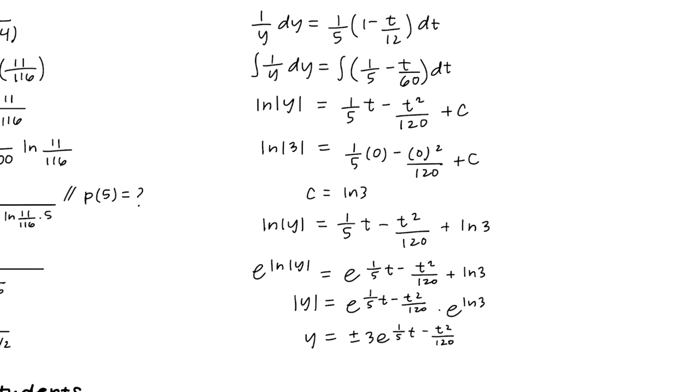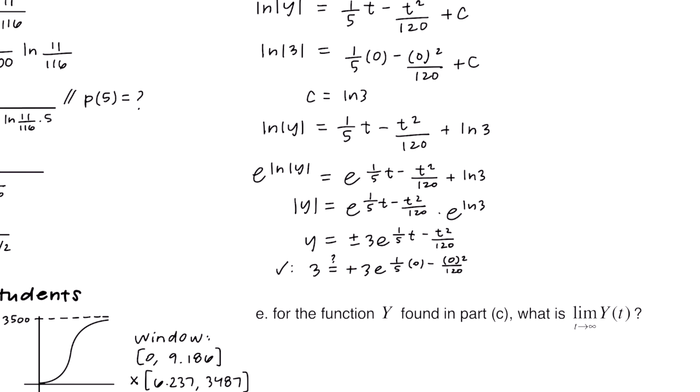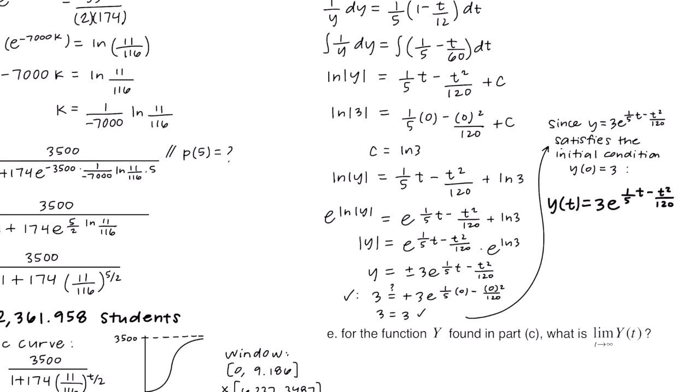So I want to look back at the initial condition. For our initial condition, our y value is positive, so we're checking the positive option, and we're plugging in 0 for t and 3 for y. This is going to make 0, e to the 0 is 1, so we end up getting that 3 does equal 3. So it checks out, so we are going to use the positive option. So I wrote it out. Since y equals positive 3e to the 1/5 t minus t squared over 120 satisfies the initial condition y of 0 equals 3, this is going to be the equation for y of t.